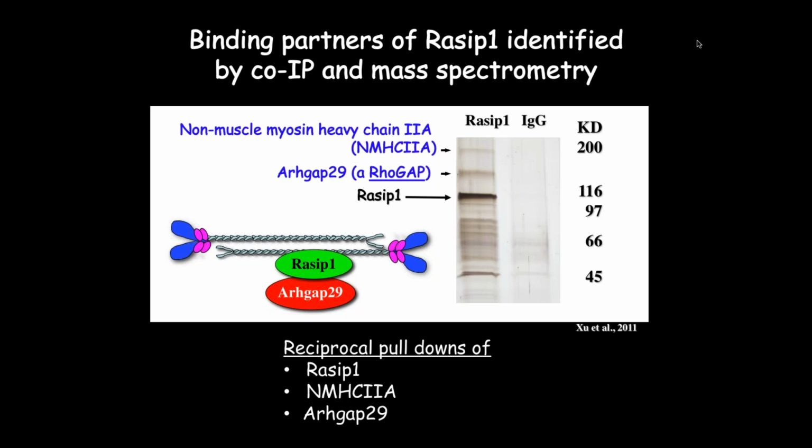At this point, I'll bring up some data that was actually from Kerr Zoo. What Kerr had done was to try to understand what RAS-IP1 was doing by asking, who does it bind to? And he found a number of binding partners. One was non-muscle myosin heavy chain 2A, which is a component of the actomyosin contractility machinery, which is regulated by Rho. I'm going to go over that in a minute. It also bound to RGAP29, a Rho GAP. And all those other bands that you see down below are breakdown products of actin. These binding partners really formed the basis for us putting together a model about what was going on.